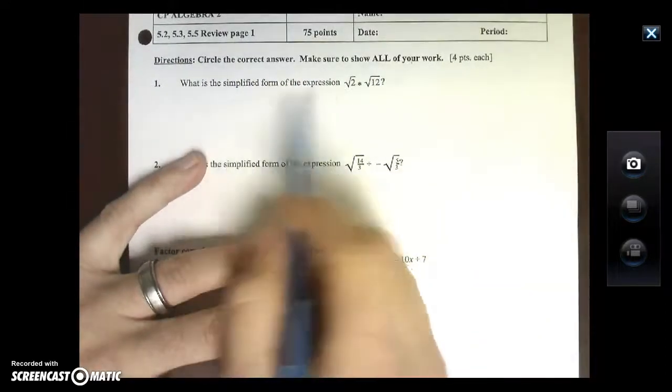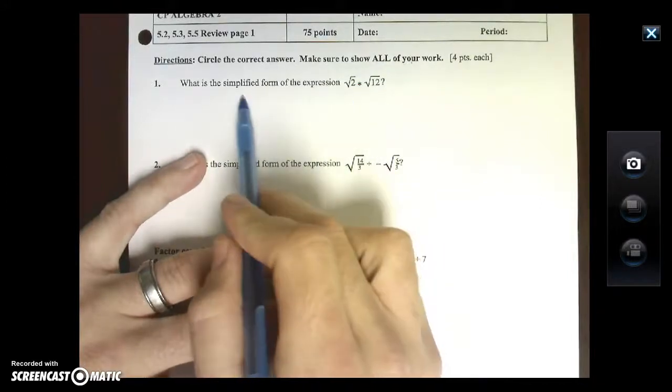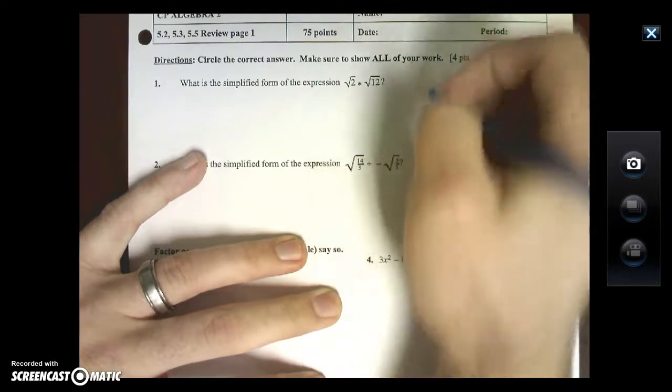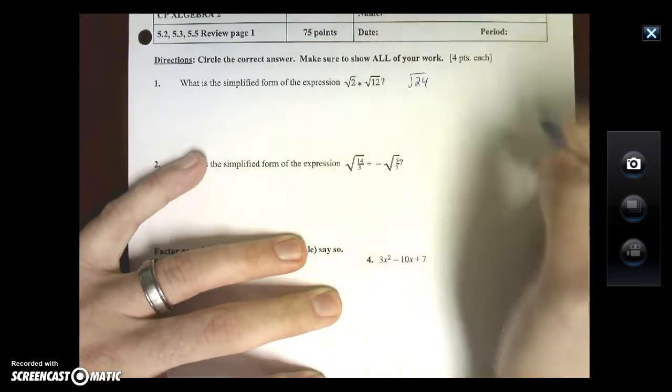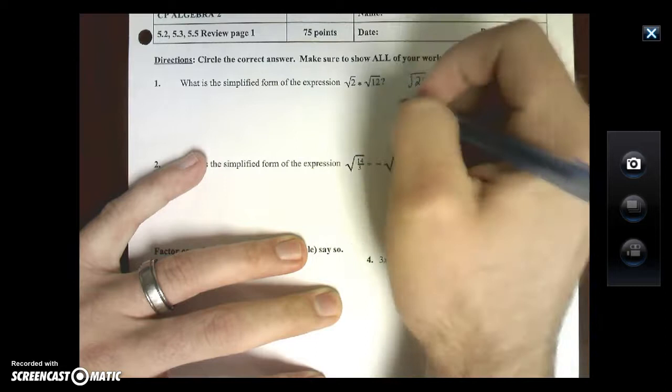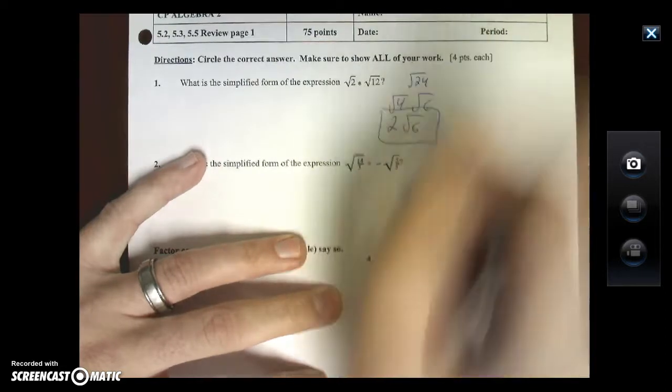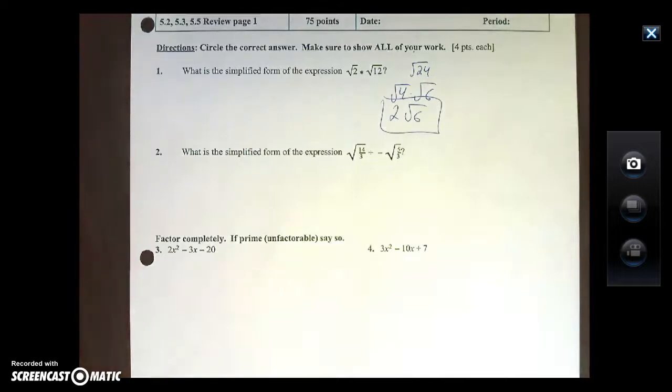What is the simplified form of the expression? Simplified means breaking things down with radicals. So, root 2 times root 12 gives you root 24. You're finding a perfect square that can go into that. Root 4 times root 6. Break that down to 2 root 6. This is your simplified form of your expression. Okay, can't find anything else that goes into 6, so therefore you're all good.